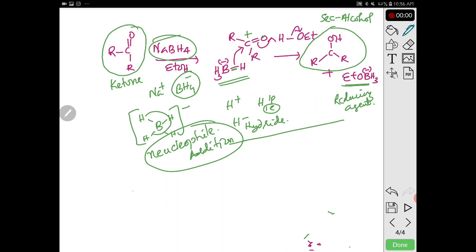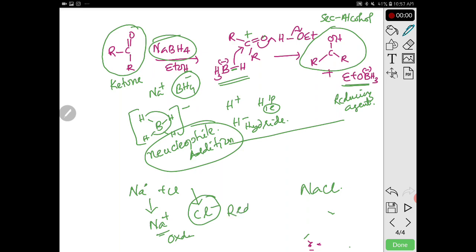Let us take the formation of NaCl. Sodium is an atom, chlorine is an atom. What happens? Na will transfer an electron to chlorine, so this will become Na plus, and Cl will become Cl minus. So what has happened to sodium? Sodium has got oxidized. And what happened to chlorine? Chlorine has got reduced. Sodium has got oxidized and chlorine has got reduced. That's how we got NaCl.